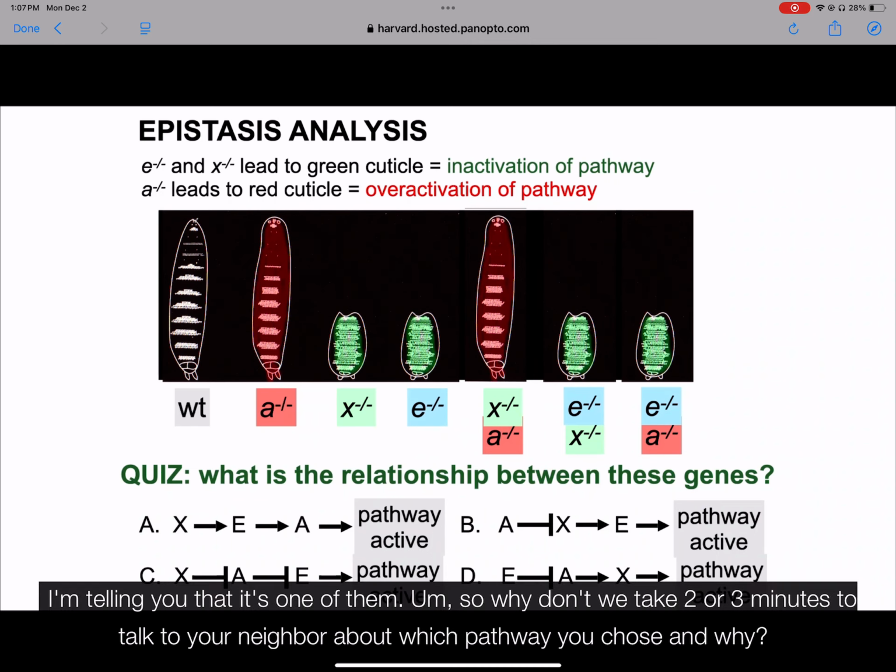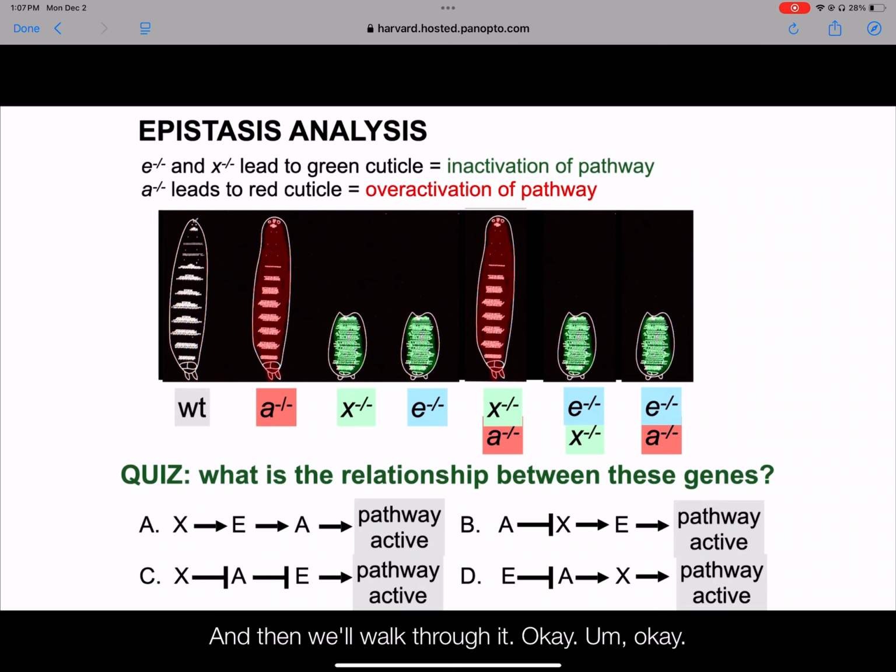I'm telling you that it's one of them. So why don't we take 2 or 3 minutes to talk to your neighbor about which pathway you chose and why, and then we'll walk through it.